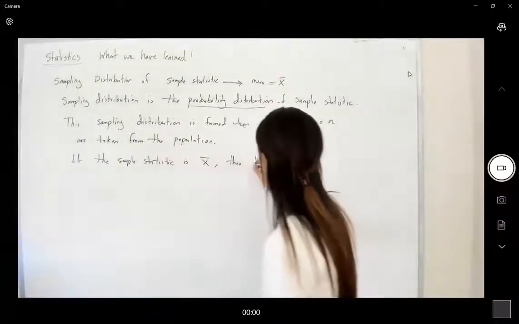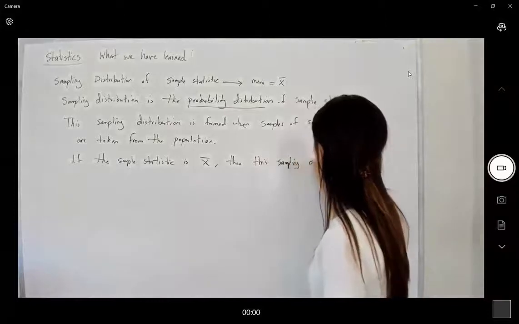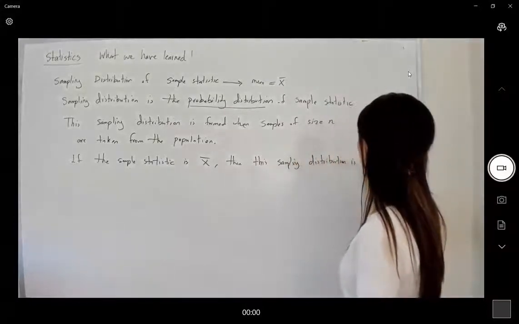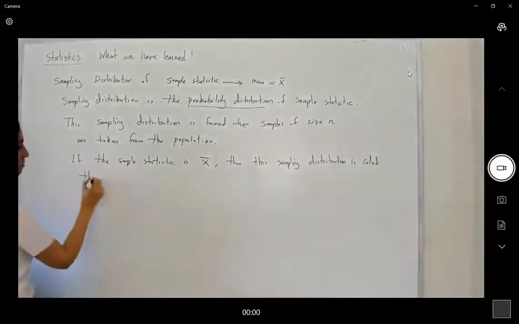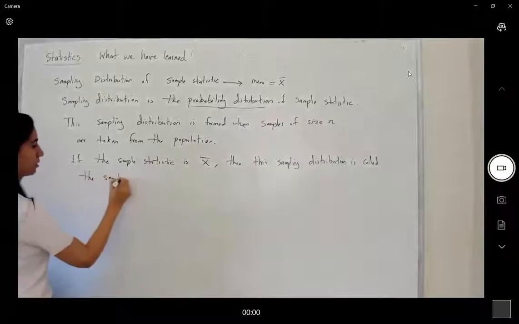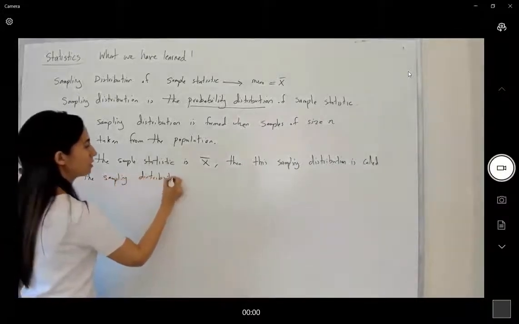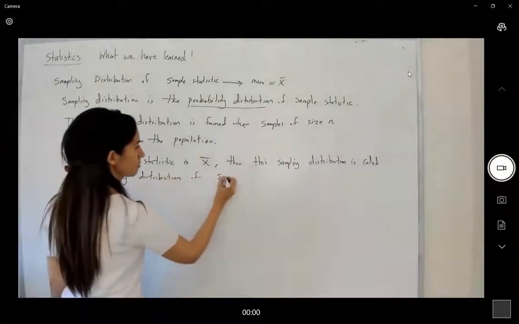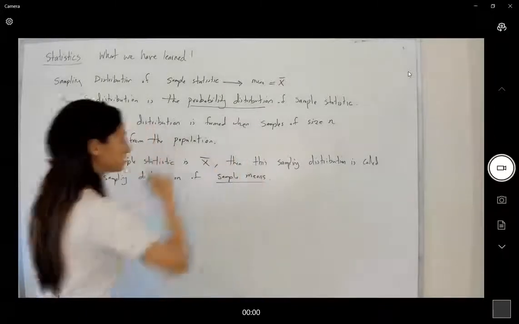This sampling distribution is called the sampling distribution of sample means.